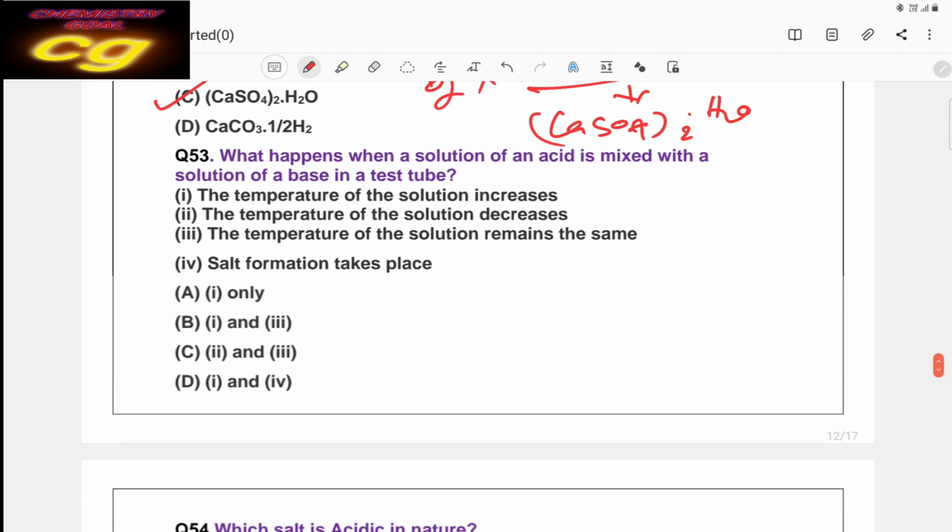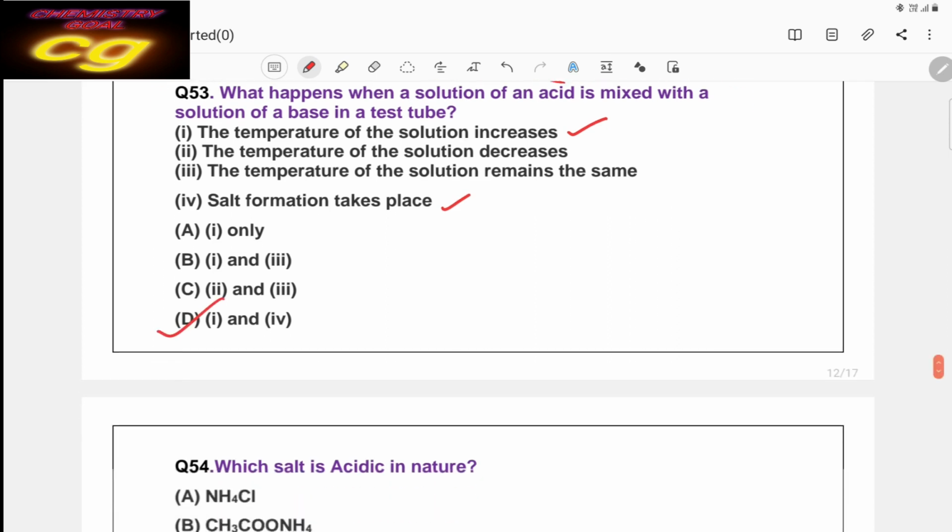What happens when a solution of an acid is mixed with the solution of a base in a test tube? When you mix, the temperature of the solution increases, that is a correct answer. Temperature decreases is wrong, temperature remains the same is wrong, and salt formation takes place is the fourth one, also correct. So both the first and fourth are correct, option D.